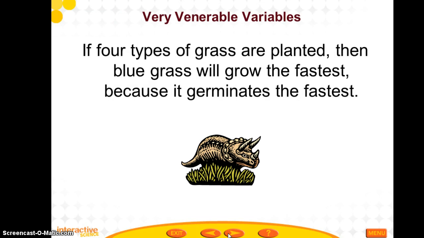So for example, if 4 types of grass are planted, then bluegrass will grow the fastest because it germinates the fastest. What is my independent variable? What is my dependent variable? And what kind of things will I need to keep constant? If you're looking for a challenge, you could also write the scientific question that would pair with this hypothesis.